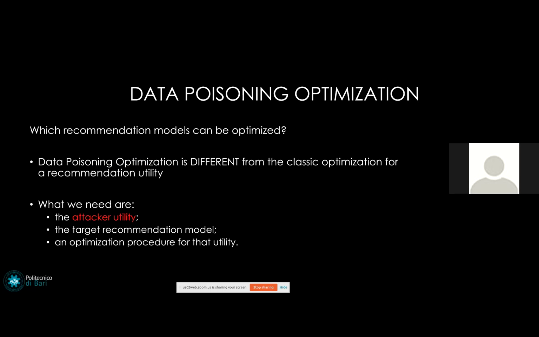Okay, which are these further information? They are the attacker utility, so how the attacker defines the success or the usefulness of the attack. The target recommendation model, and finally an optimization model that combines this information together.